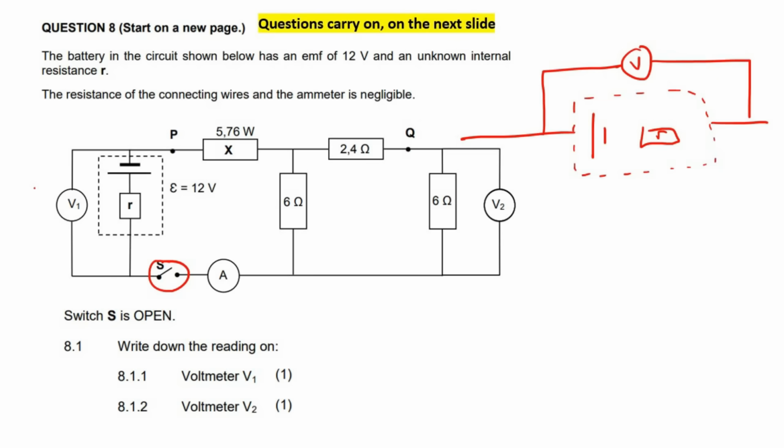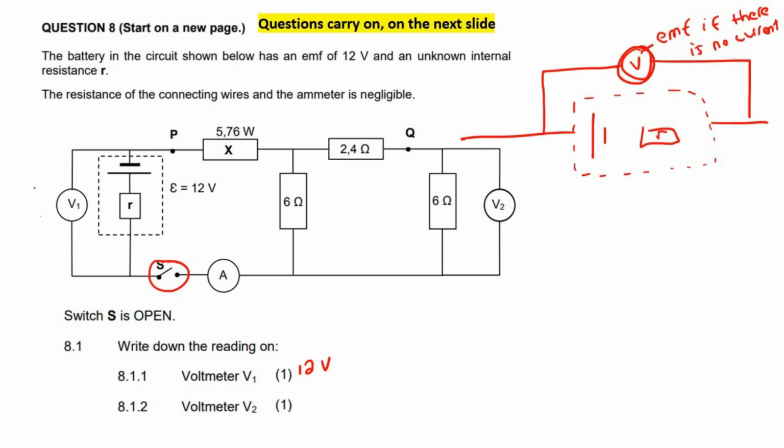Now, that voltmeter will always read the EMF if there is no current flowing. If there is no current. So V1 is going to be reading 12 volts because that's a 12 volt battery.